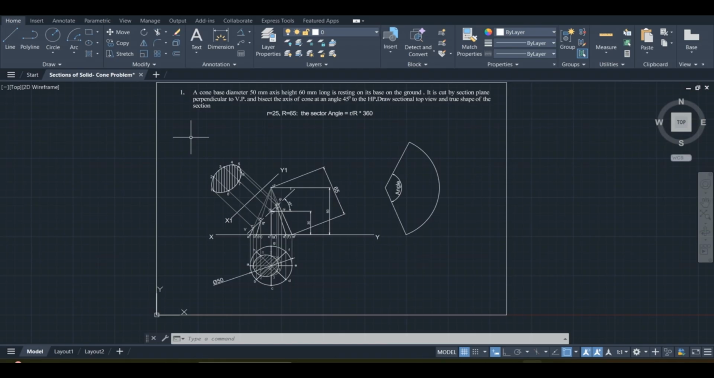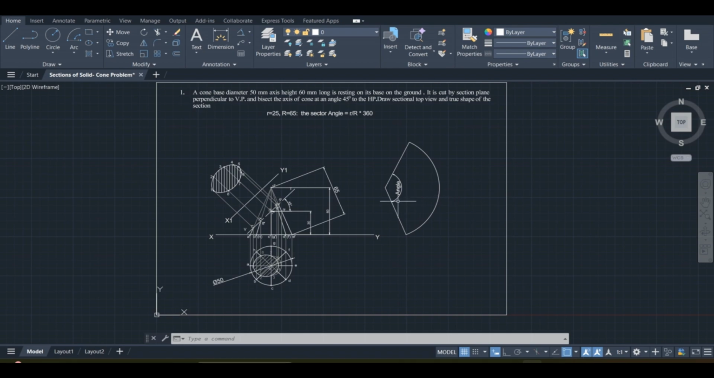Means the cone is sectioned by a plane as you are seeing in the picture. The section plane is inclined at 45 degrees and it is bisecting the axis. So in the right side picture you can see this is the picture after development of the surface of a cone, it comes like a sector. So in this problem also we are going to get the similar picture.